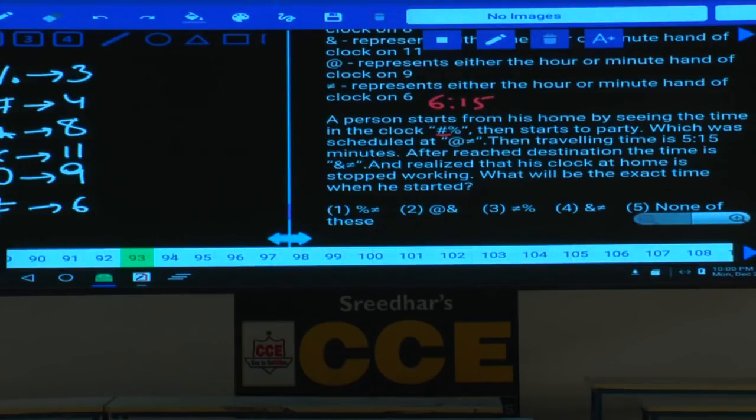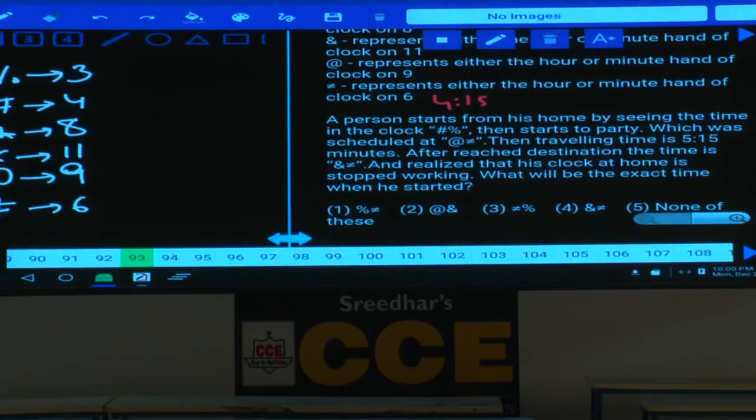Are you following this one or not? Hour hand is at hash. Sorry, not equals to. Hour hand is 4. Now hour hand is at 4 and percentage means 3. Hence 4:15. Now this person started from his home at 4:15. Then from here onwards, he started at 4:15.